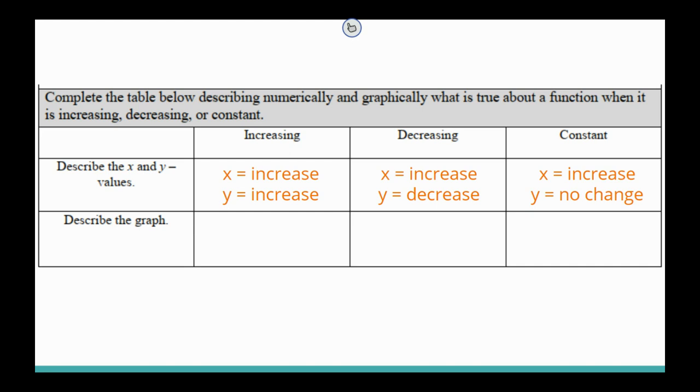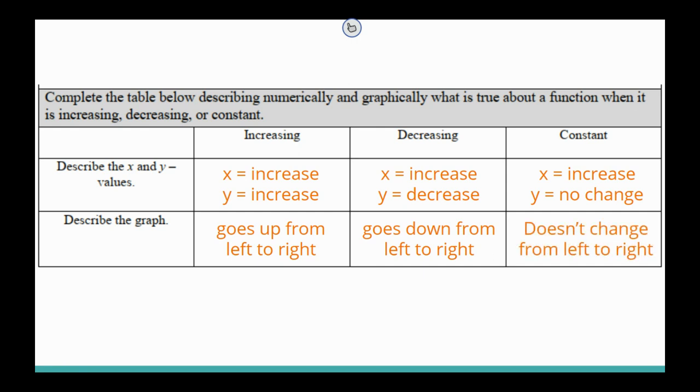Okay, well, what about the graph when it's increasing? What's happening from left to right? Going up. Goes up from left to right. When it's decreasing, what's happening from left to right? Down from left to right. And when it's constant, it stays the same. It doesn't change.